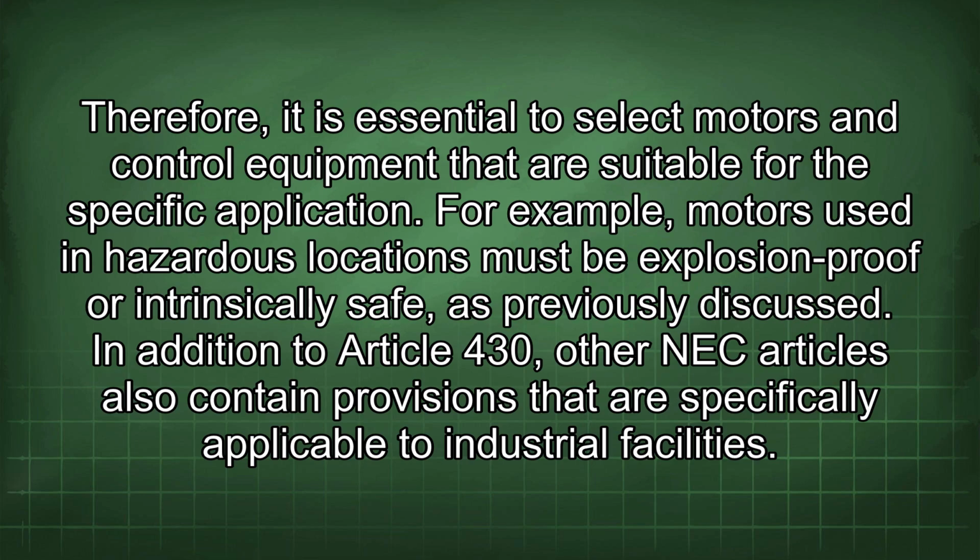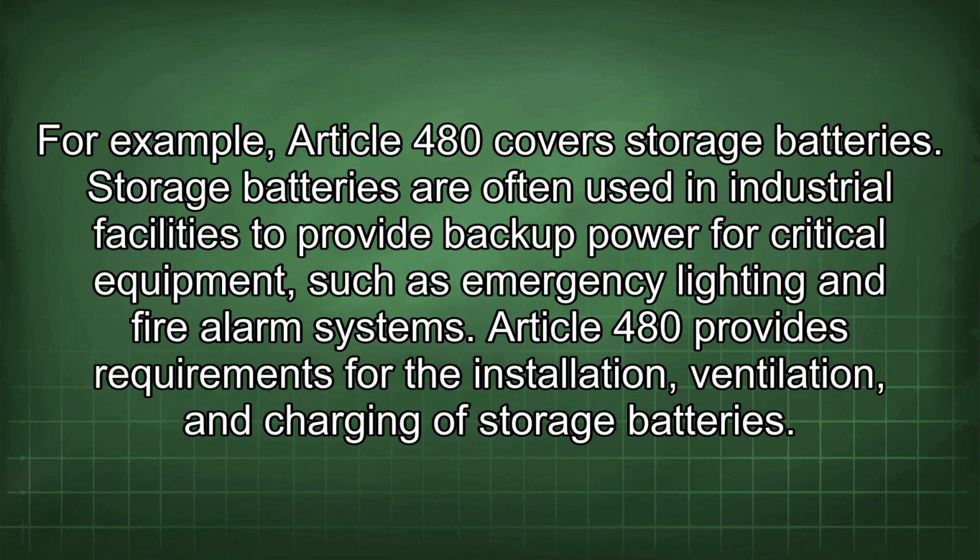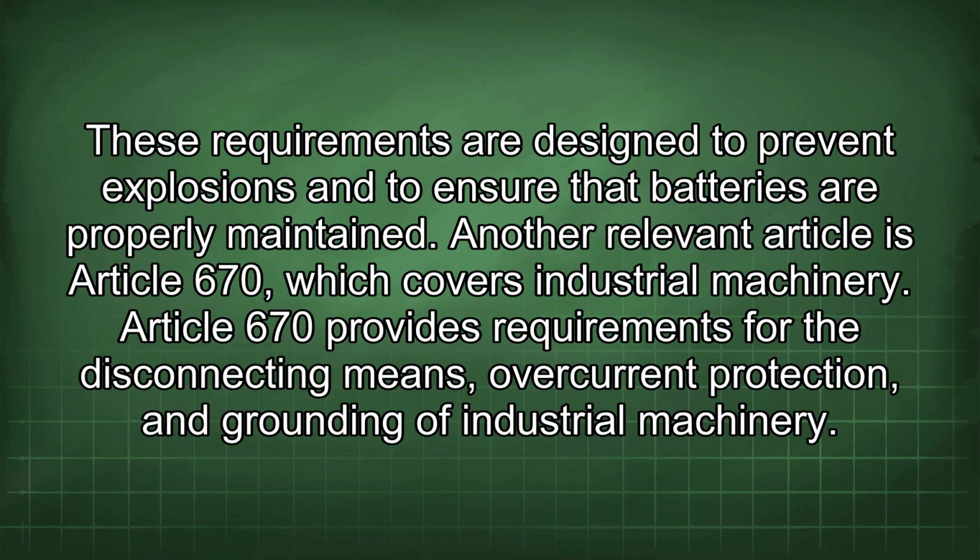In addition to Article 430, other NEC articles also contain provisions that are specifically applicable to industrial facilities. For example, Article 480 covers storage batteries. Storage batteries are often used in industrial facilities to provide backup power for critical equipment, such as emergency lighting and fire alarm systems. Article 480 provides requirements for the installation, ventilation, and charging of storage batteries. These requirements are designed to prevent explosions and to ensure that batteries are properly maintained.